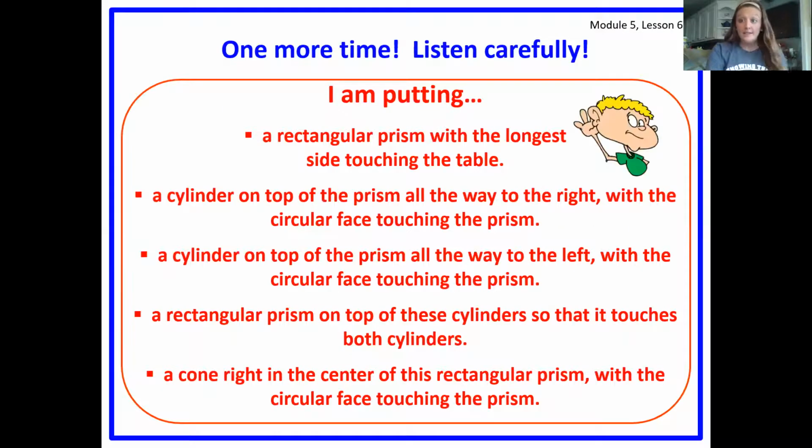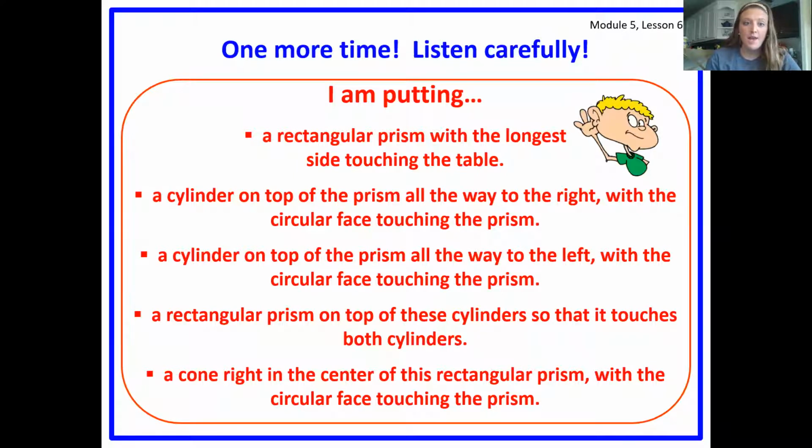All right. There's a lot of information. So listen, and if you need more time after I read it, pause it, okay? So I am putting a rectangular prism with the longest side touching the table. I'm getting a cylinder on top of the prism all the way to the right with the circular face touching the prism. Okay, let me read that again.